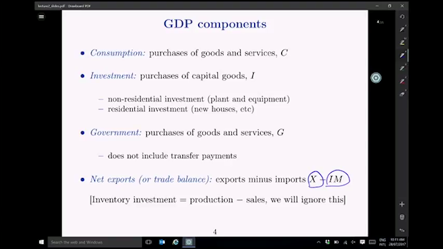So this part of the expenditure is not part of the government spending here, because the government transfer payment to me does not represent any new production of goods and services, right? So here it refers to only the government expenditure on goods and services. It doesn't include any transfer payment.